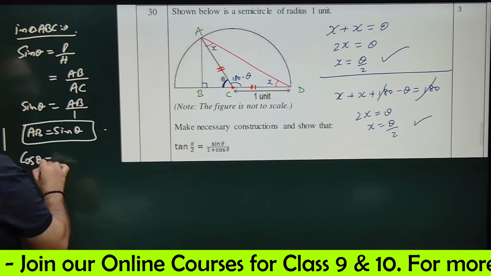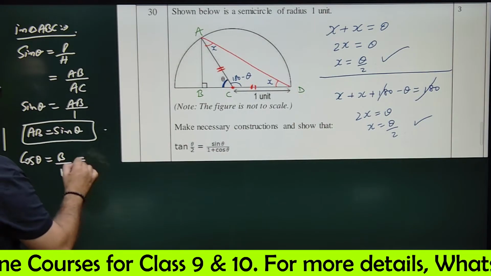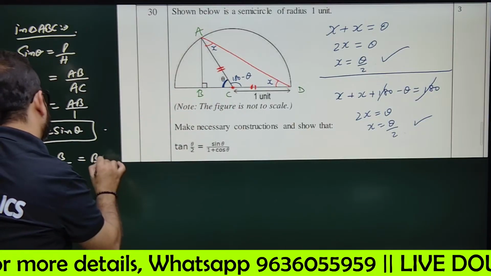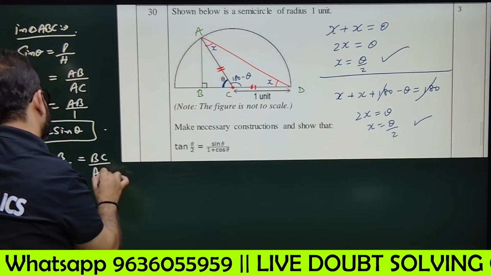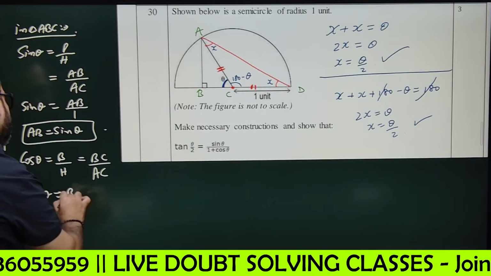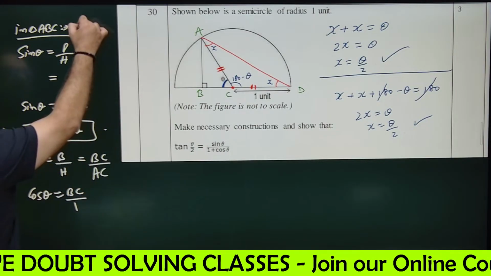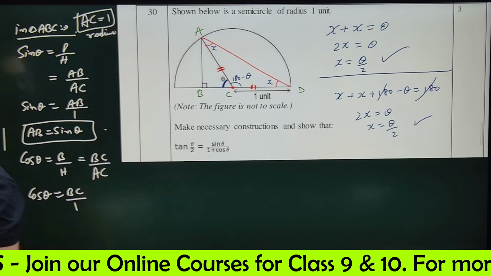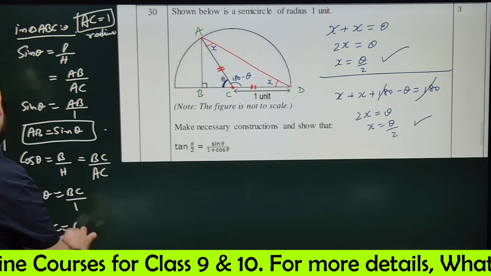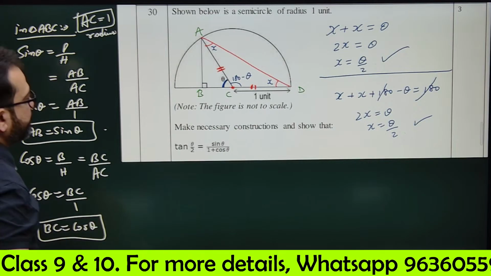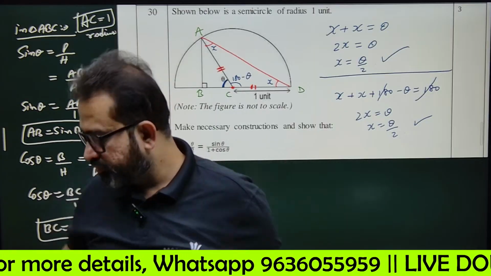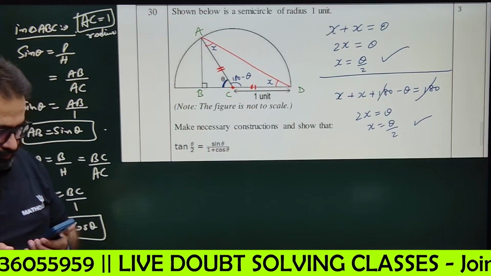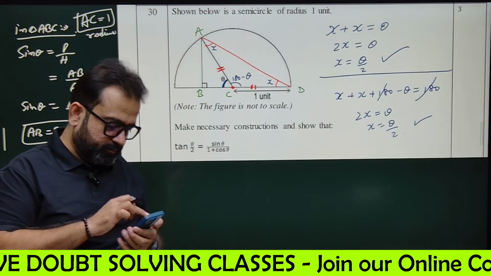Now cos theta you'll write as base upon hypotenuse. For this triangle, base is BC, and hypotenuse is AC. So I can write cos theta as BC upon 1, because AC equals 1, the radius. Yes or no? So BC is equal to cos theta. Any problem till now? Sorted? No.